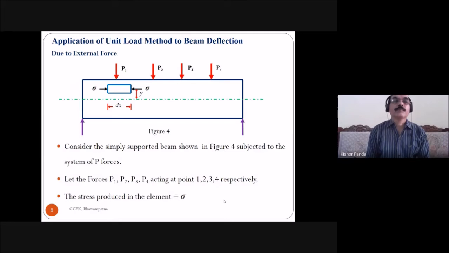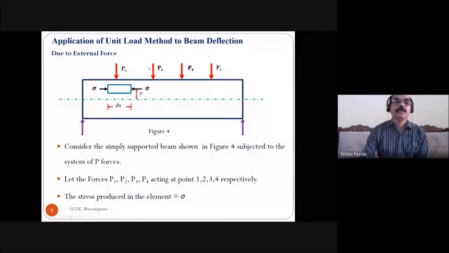Coming to how we will apply the unit load method to beam deflection. Here we will discuss how we will apply the unit load method to beam deflection. I will find out the deflection of a beam using the unit load method. These are the external forces, the external forces acting on the beam: P1, P2, P3, P4.